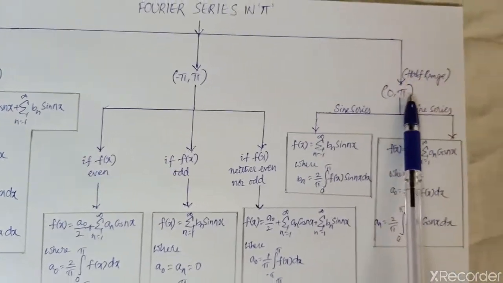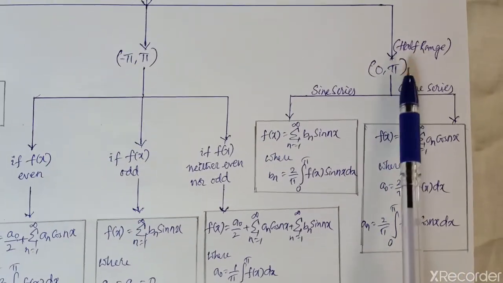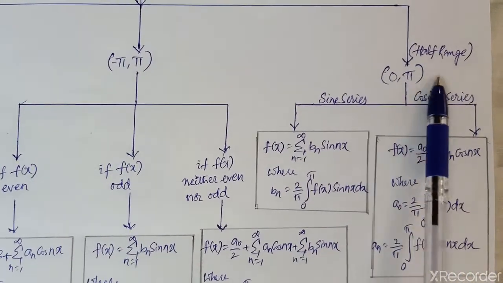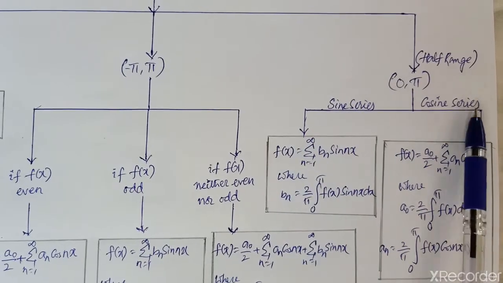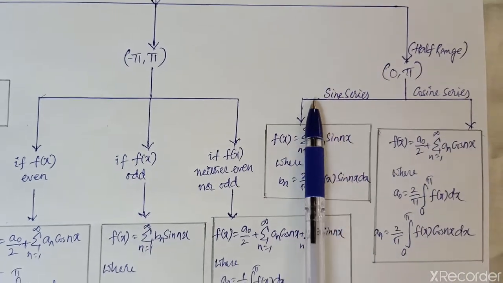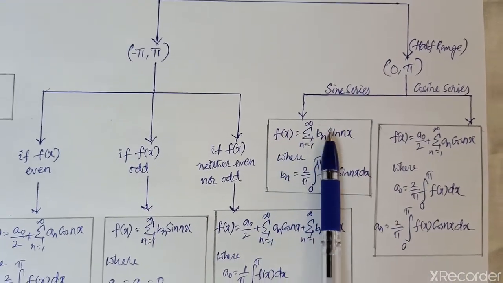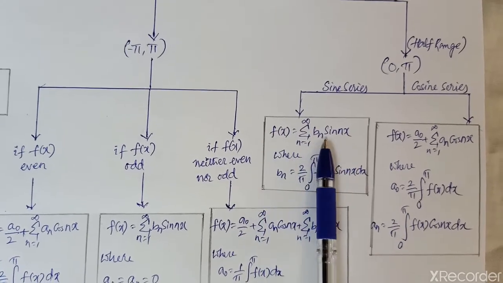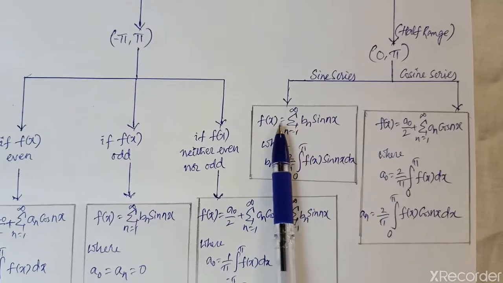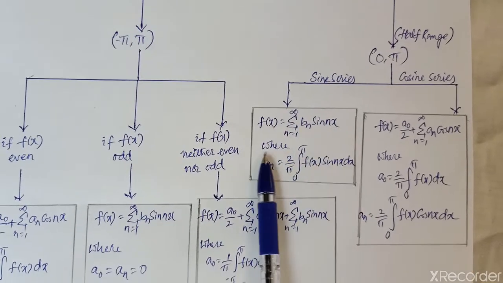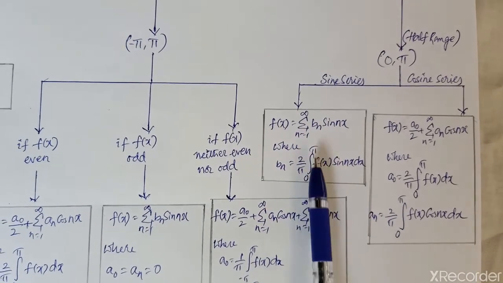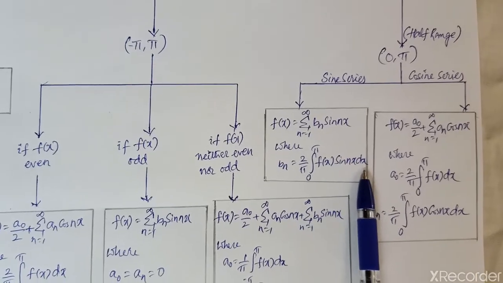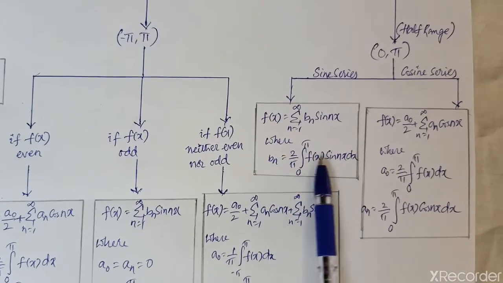Next, go into the third one, 0 comma pi. This is exactly the half range. In this we have two types, sine series and cosine series. Half range sine series is nothing but the series of the function f of x that contains only sine terms. So that is sigma n is equal to 1 to infinity b n sin n x, where b n is equal to 2 by pi integral 0 to pi f of x sin n x dx. This is known as a half range sine series.